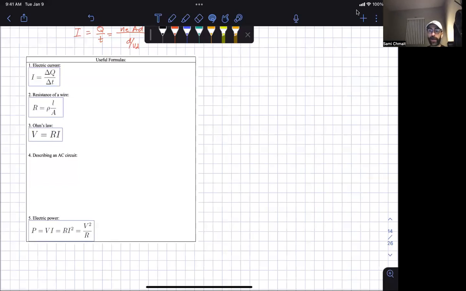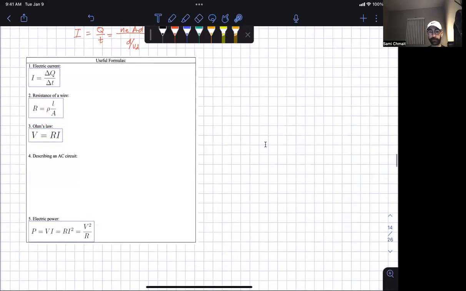And then the resistance of the wire can be calculated using this equation. We've seen this a few times, where that rho value here is the resistivity. We have the length and then the cross-sectional area. Ohm's law, this is something we should be pretty comfortable with. And then we have our equations for electric power at the bottom, number 5 here.